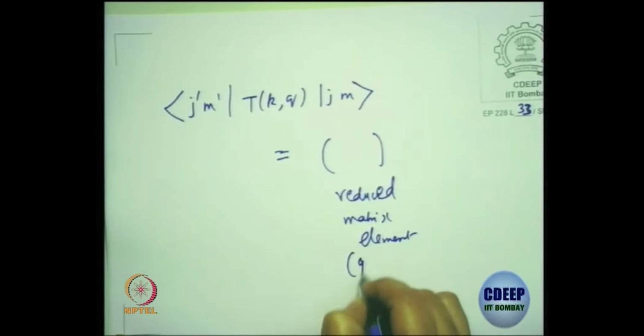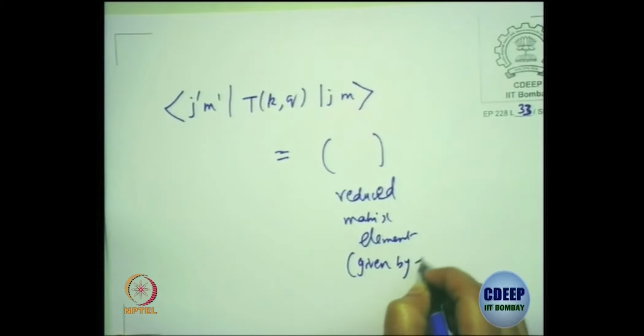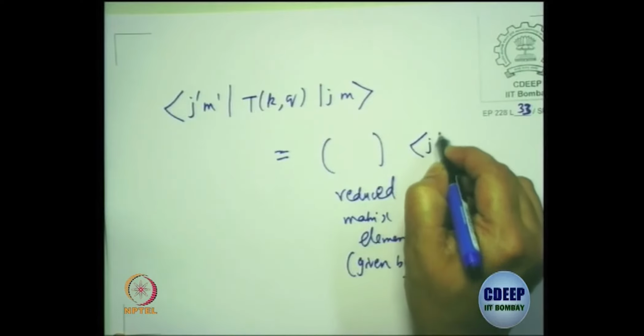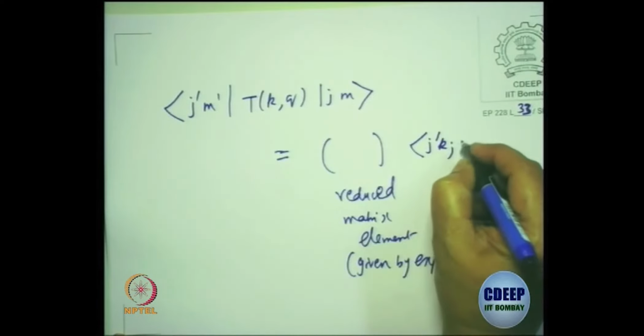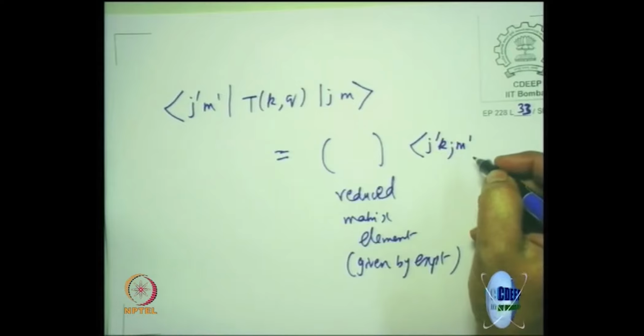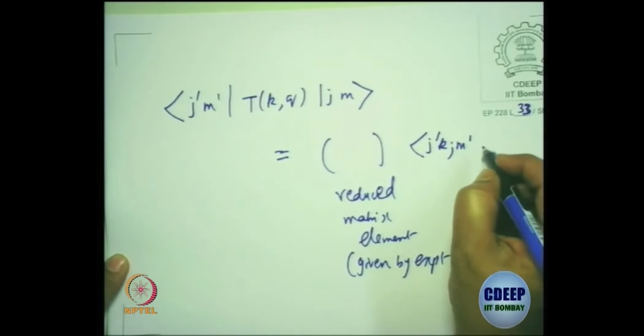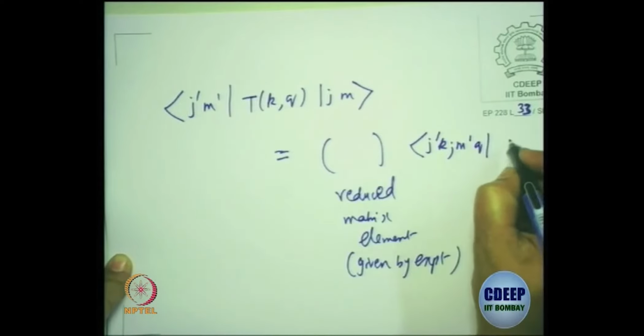This is given by experiment, but then you also have the CG coefficient j prime k semicolon m prime. Did I do it wrong or it's okay? But it doesn't matter whichever way we do it. So, you can write it this way.